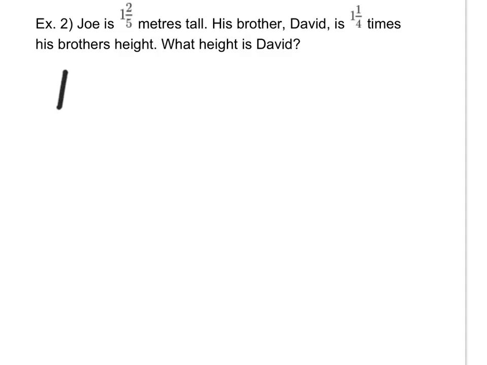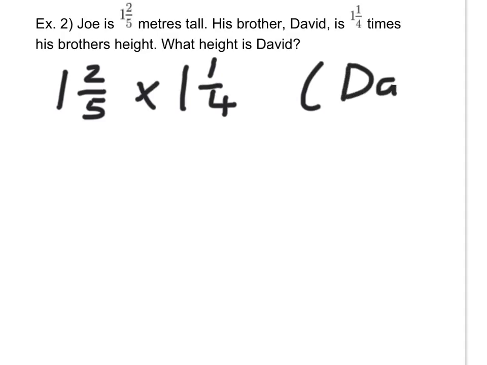So we're going to go 1 2/5. Okay? And it's 1 1/4 times. David is 1 1/4. So this is David's height. Because the problem tells you that this is Joe's height, and 1 1/4 times that is David's height. So that's why we're multiplying the two of them.